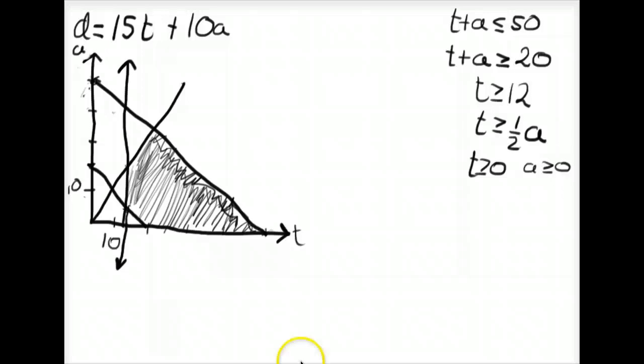So at this point, we can now use the equation D equals 15T plus 10A to find out which of these ordered pairs is going to give a minimum cost.